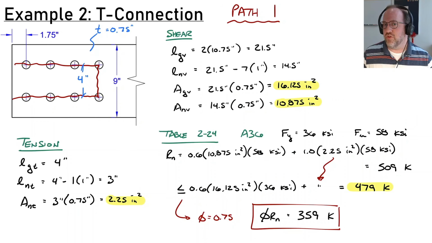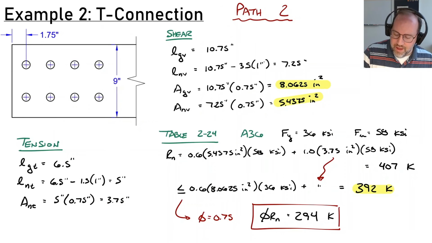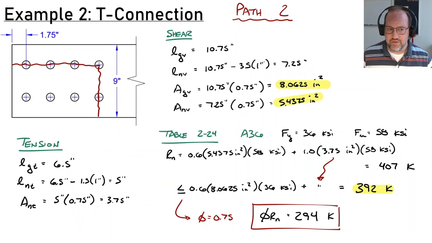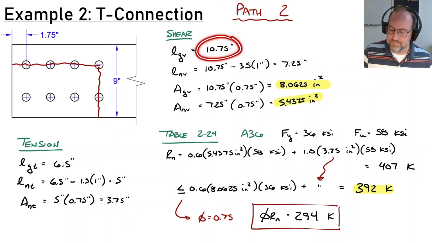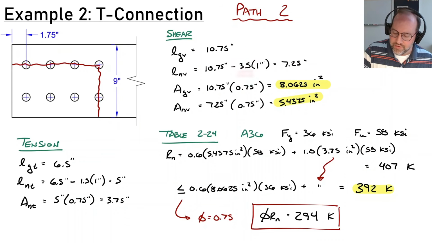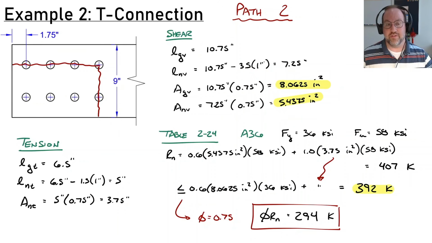So once again, we don't know which of our two paths will control for this plate, so we just need to look at both of them. This path is going to go through one line of bolts in shear and then down to the far edge in tension. This shear looks basically identical to the previous example, except we only have one path, so it's just straight up 10.75 inches. And now I only have 3.5 holes because I got 1, 2, 3.5 that I need to subtract. I don't have to worry about any of these because my shear path doesn't go through them. So 3.5 times the hole diameter, and then multiplying all that by the thickness of 3/4 of an inch gets us the areas for shear.